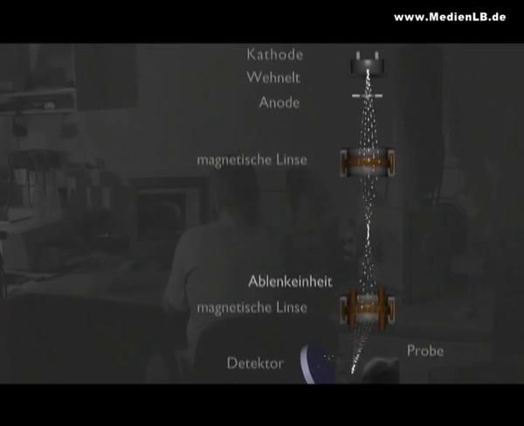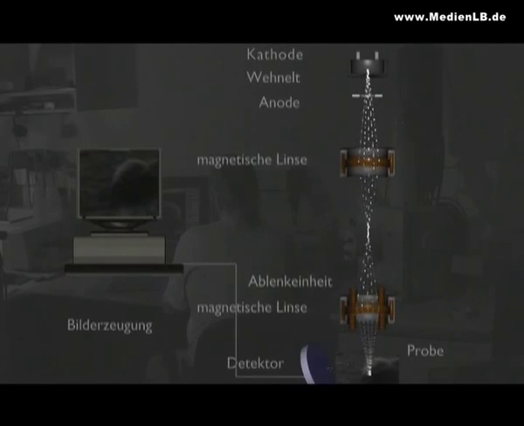The electron beam arriving there automatically scans the specimen in a raster fashion. Secondary electrons are captured by specialized detectors and used for image creation on a monitor.